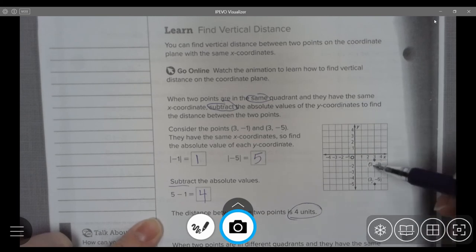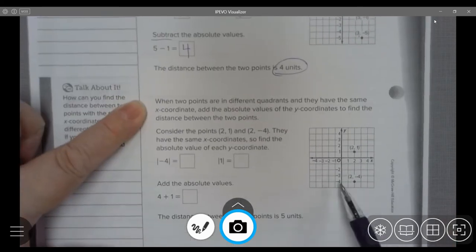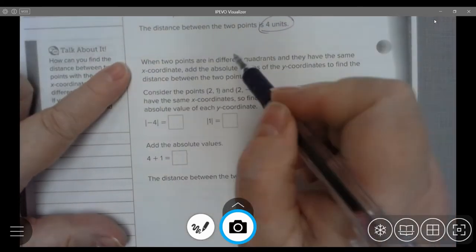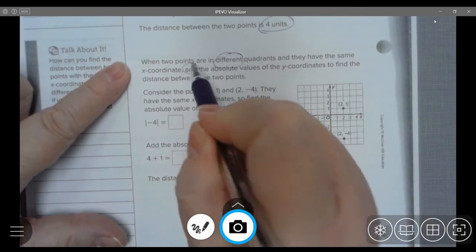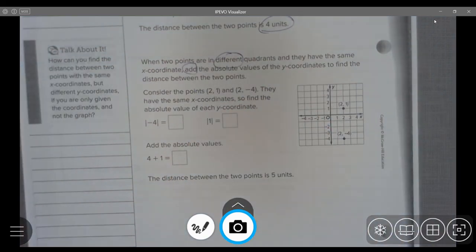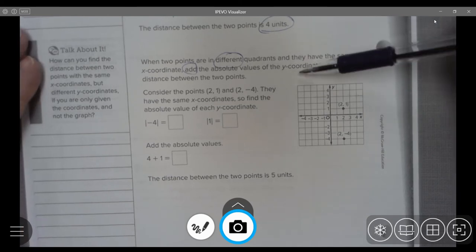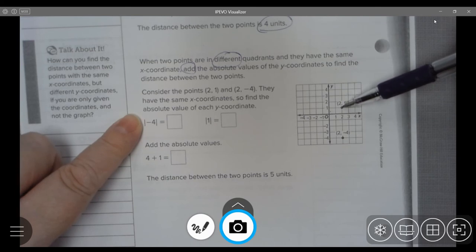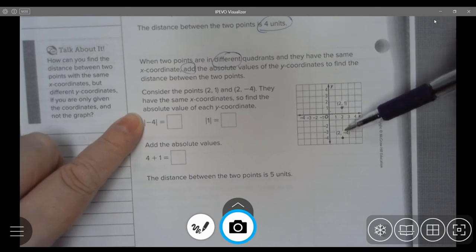And we can count. Here's 1 unit, 2 units, 3 units, 4 units. Going down to the next part of the page. When 2 points are in different quadrants, we have to add them, just like what we did in the previous one when we were checking horizontal distance. So consider 2, 1. So I'm going to go over 2, up 1, and over 2, down 4.